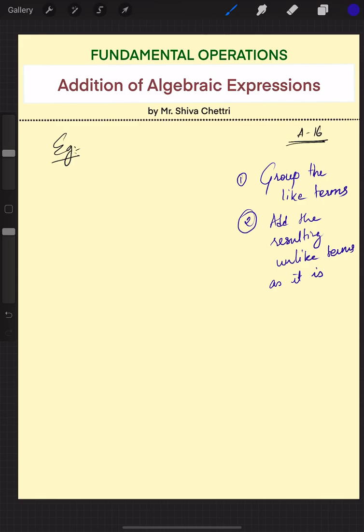So let us see. In the example it is given as 2x minus 3y, this is one quantity, and 3x plus 7y. So we are adding these two. Let us see how we add.